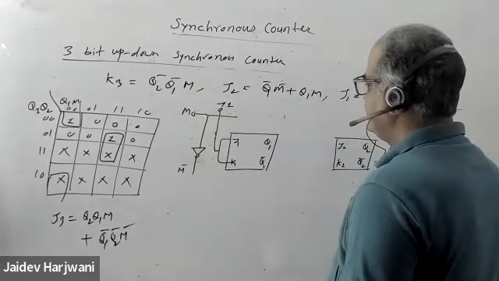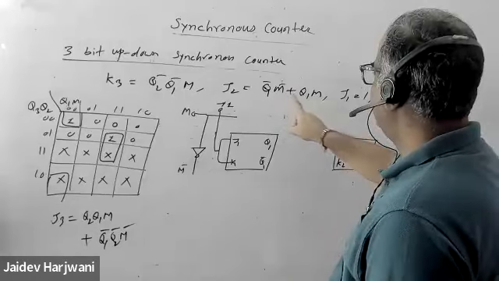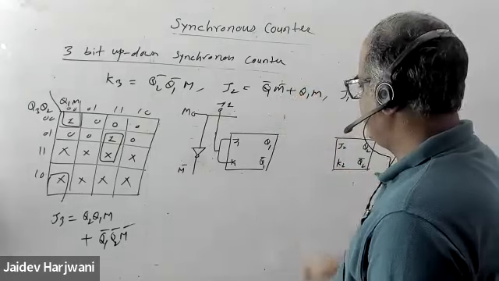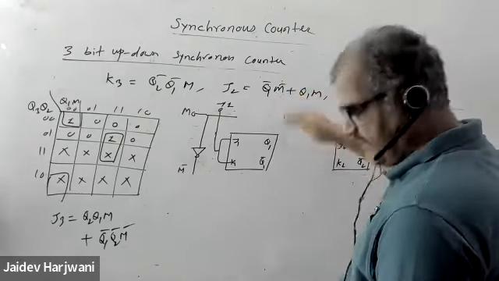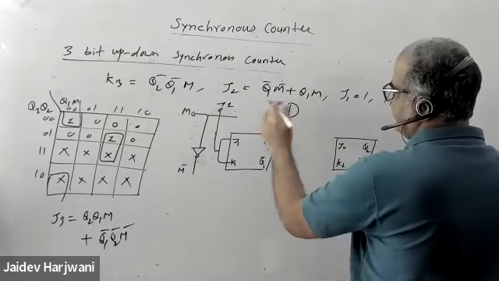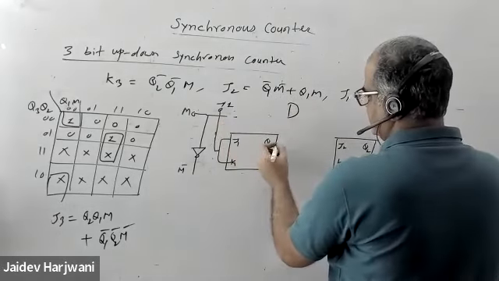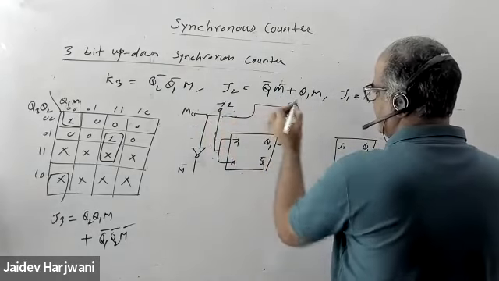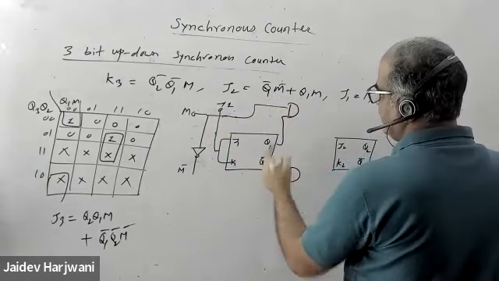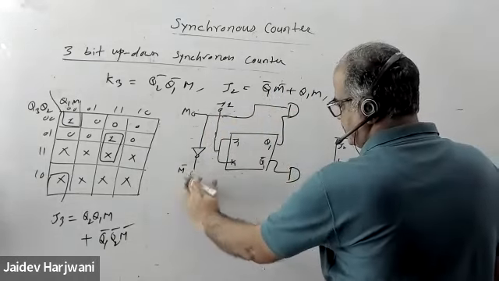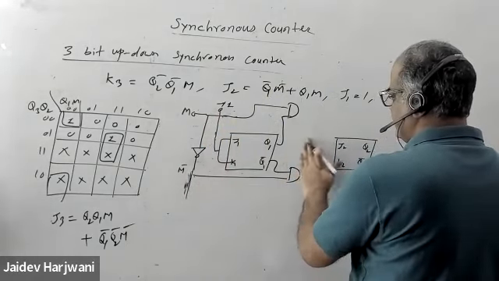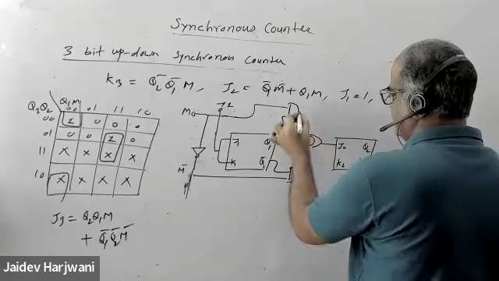Now you want J2, so you can see J2 is Q1 M and Q1 bar M bar. We need an AND gate, and we need an OR gate also. So we need an AND gate to make Q1 M. This is coming Q1, and this is coming M. Similarly, I want an AND gate to form Q1 bar M bar. So M bar is coming here. And I need an OR gate to feed this one.